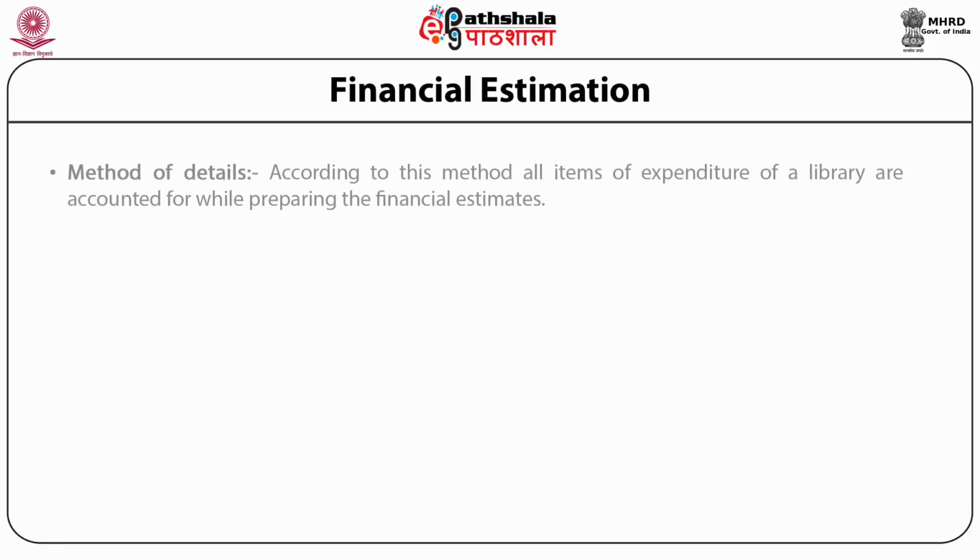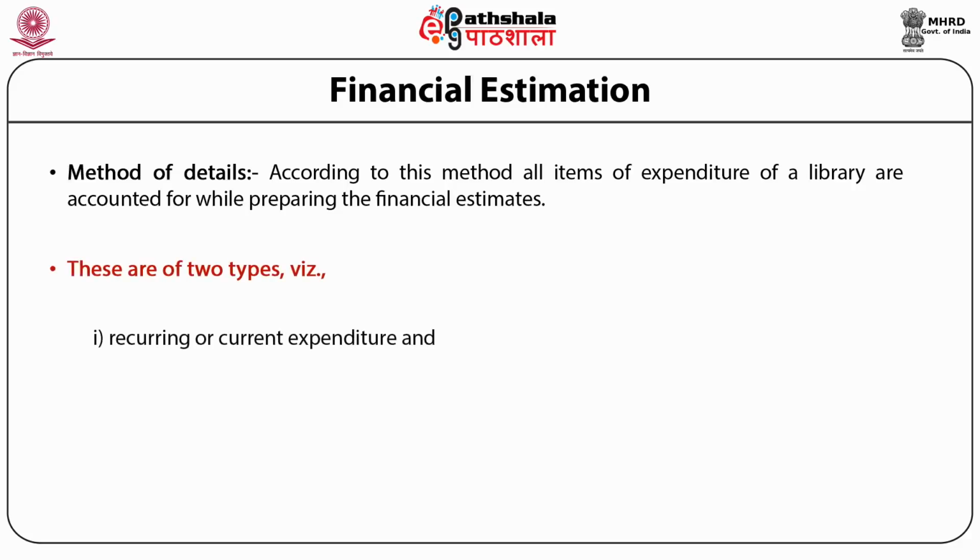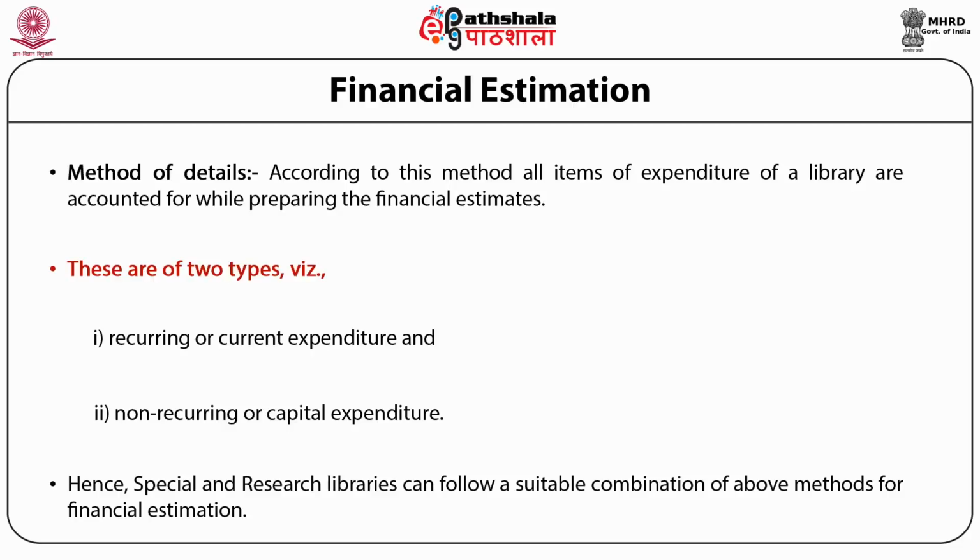The next method is the method of details. According to this method, all items of expenditure of a library are accounted for while preparing the financial estimates. There are two types. One is recurring, that is the current expenditure, and the other is non-recurring, or we can say capital expenditure. For example, the library building is a capital expenditure. Hence, special and research libraries can follow a suitable combination of the above methods for financial estimations, like the method of details.